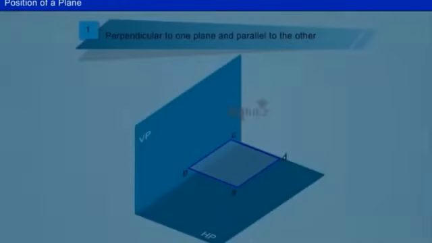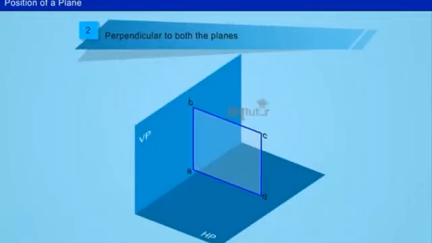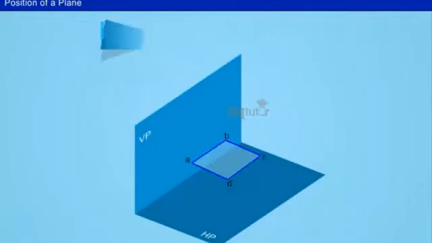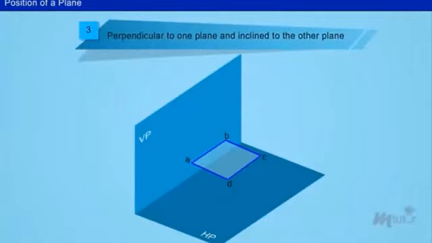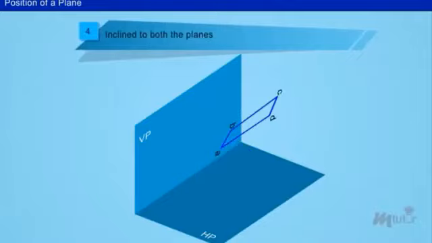They are: 1. Perpendicular to one plane and parallel to the other. 2. Perpendicular to both the planes. 3. Perpendicular to one plane and inclined to the other plane. 4. Inclined to both the planes.